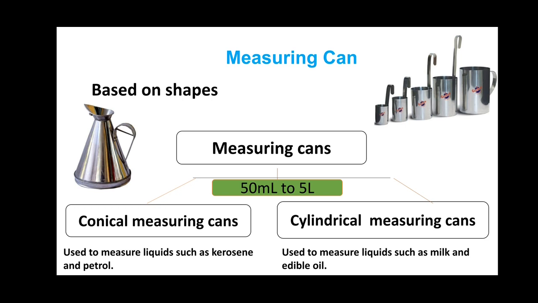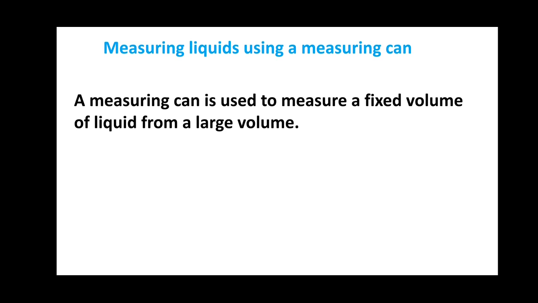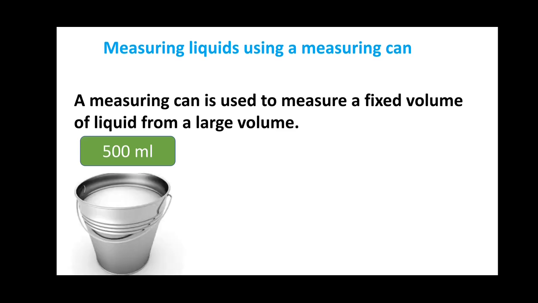Now let us see how to measure liquid using a measuring can. A measuring can is used to measure a fixed volume of liquid from a large volume. Suppose it is required to measure 500 ml of milk from the milk contained in a bucket. For this, take the measuring can of capacity 500 ml. So we can measure this 500 ml of milk directly from this bucket.